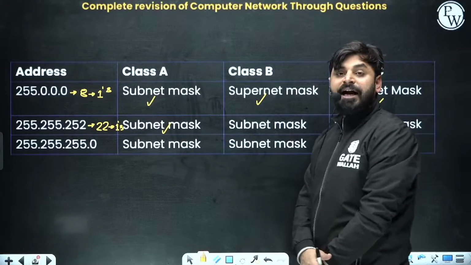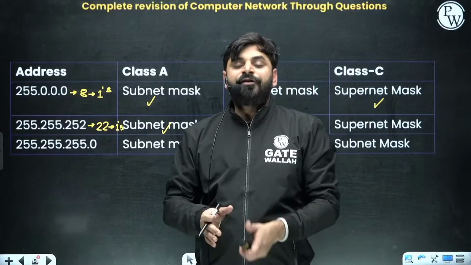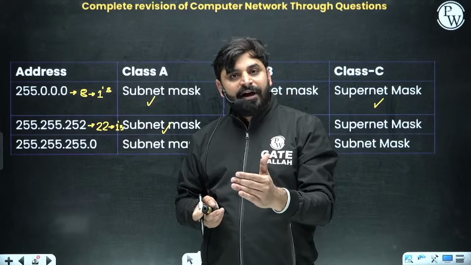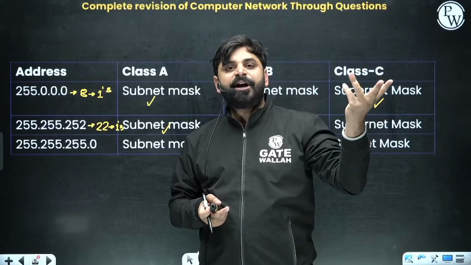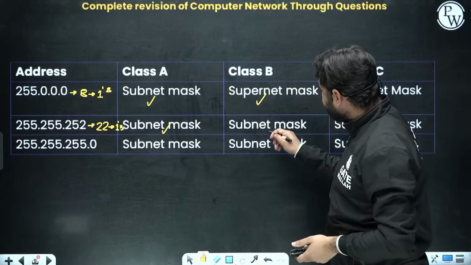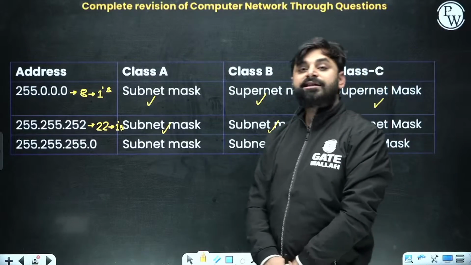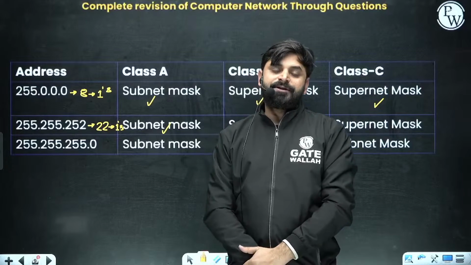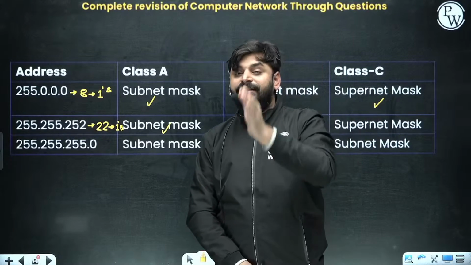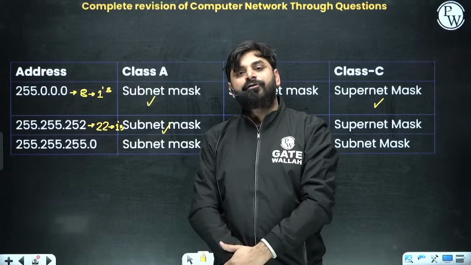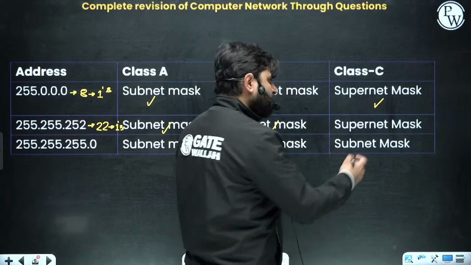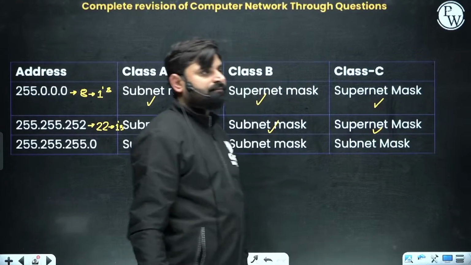Class B network ID how many bits? 16 bits. If the number of ones is equal to the network ID or greater than, this is nothing but subnet mask. So that's why for class B it is subnet mask. Class C network ID 24 bits. If the number of ones is less than the network ID bits, this is nothing but for supernet mask. So this will be used for supernet mask.